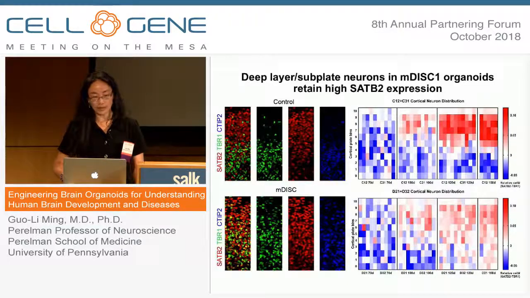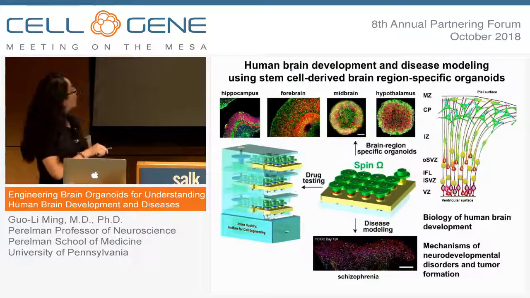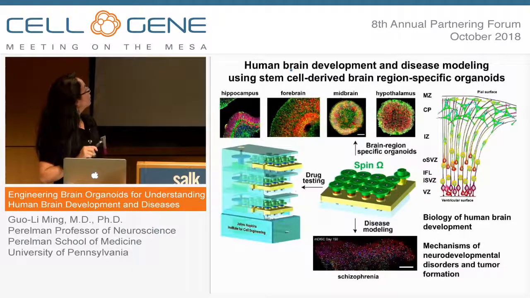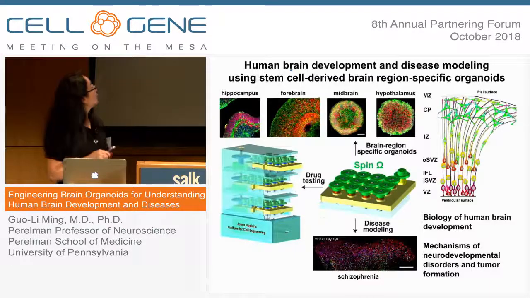So in summary, what I've shown you here is that we can grow specific brain organoids using a spinning approach.